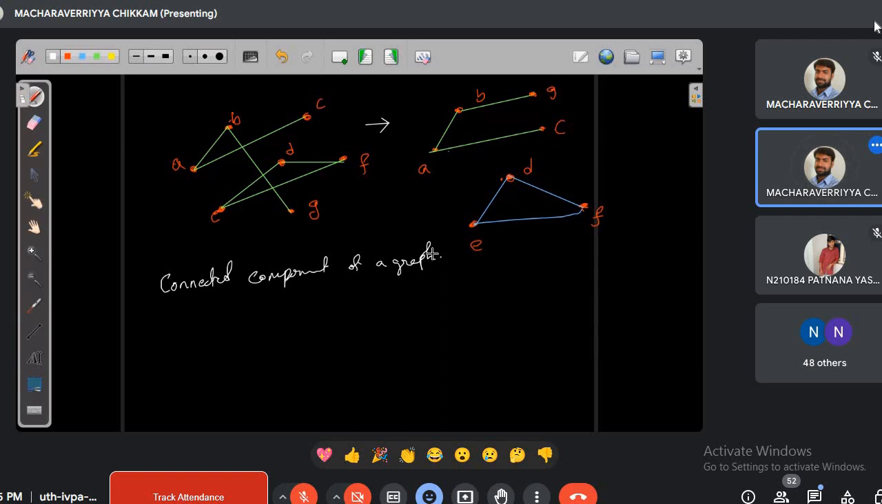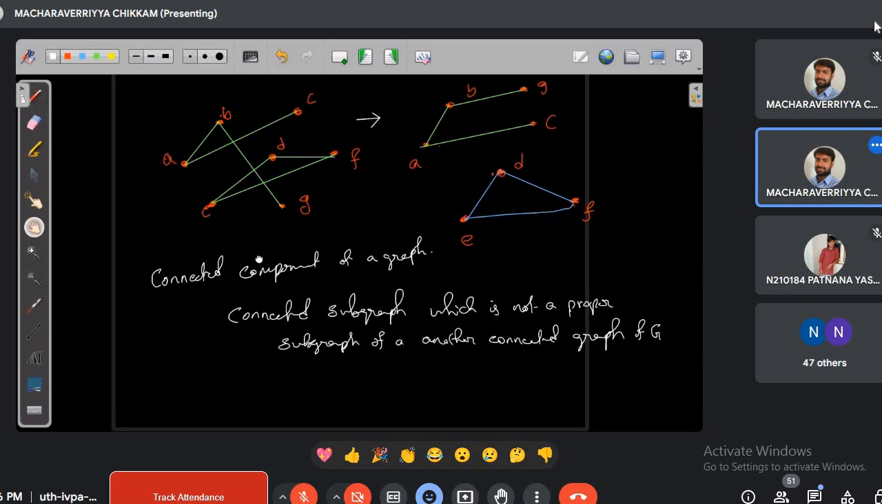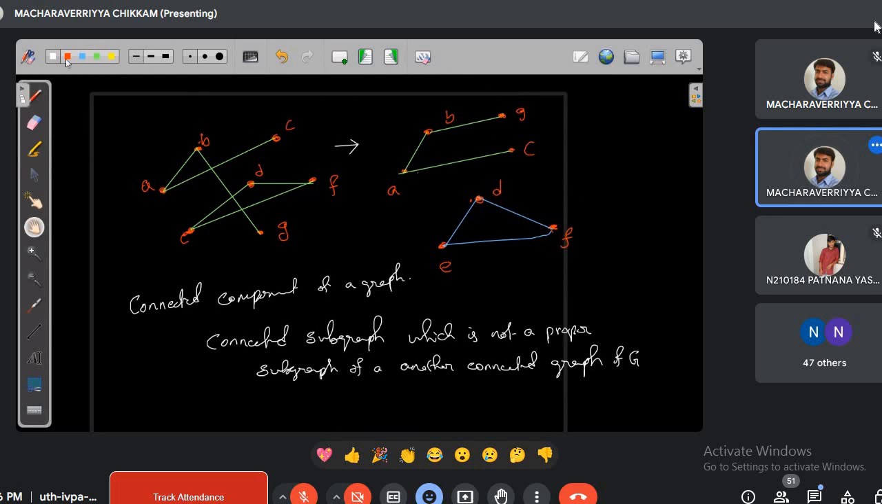Try to understand. A connected component of a graph is a connected subgraph which is not a proper subgraph of another connected graph of G. For example, here we have this graph, right? Now, if I take the original graph into two parts, one is G1, and this is G2.